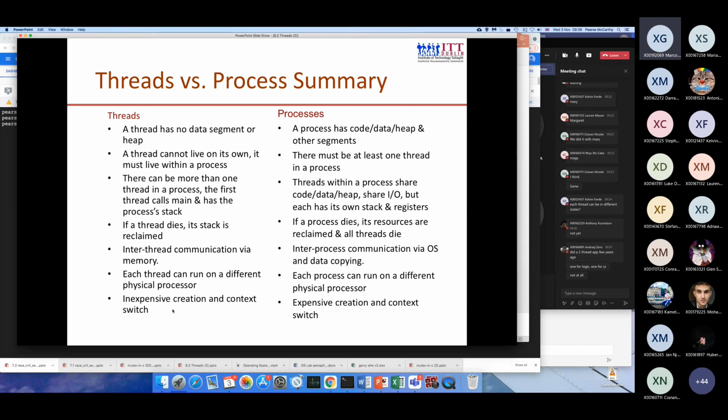That's more complicated. Each thread can run on a different processor, so can a process. So that's quite similar. Inexpensive creation, and context switch is expensive. Relative, when we say expensive and inexpensive, it's just relative to each other. Okay, we're talking nanoseconds, but still, it all adds up.